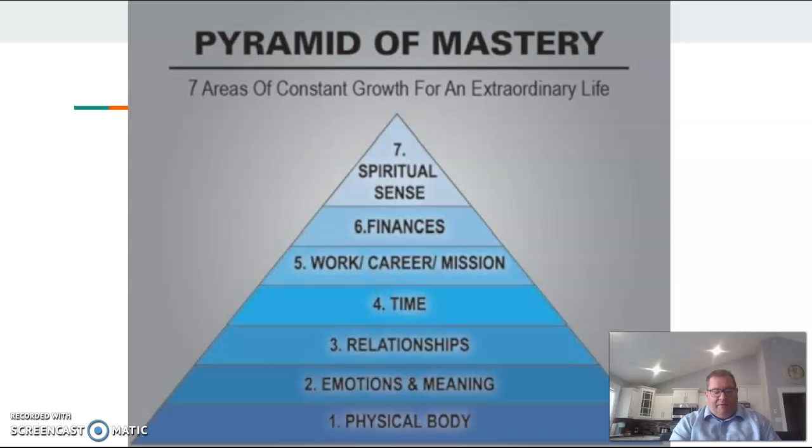So this infographic actually displays 7 areas of constant growth for our life. When things are going well in one area, oftentimes they are going well in other areas as well. But it is about striking a balance.